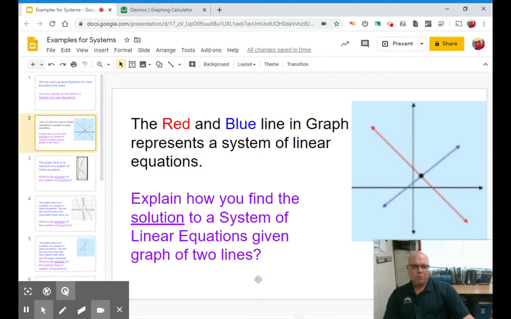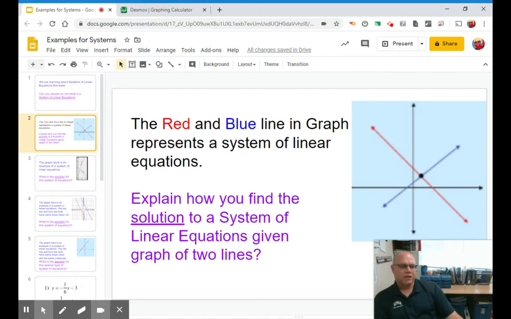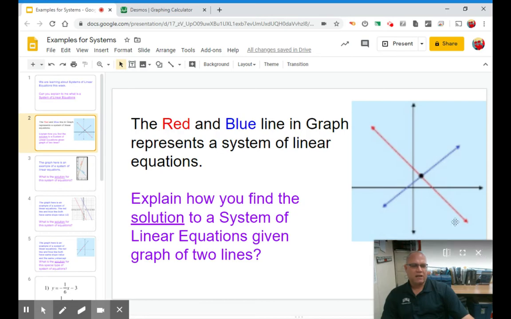Okay, I'm hoping you told me something about a system of linear equations being two or more linear equations. An example here is on the upper right graph, we have a red line and a blue line. That represents a system of linear equations. My next question for you is, can you explain how you find the solution to a system of linear equations given the graph of two lines?